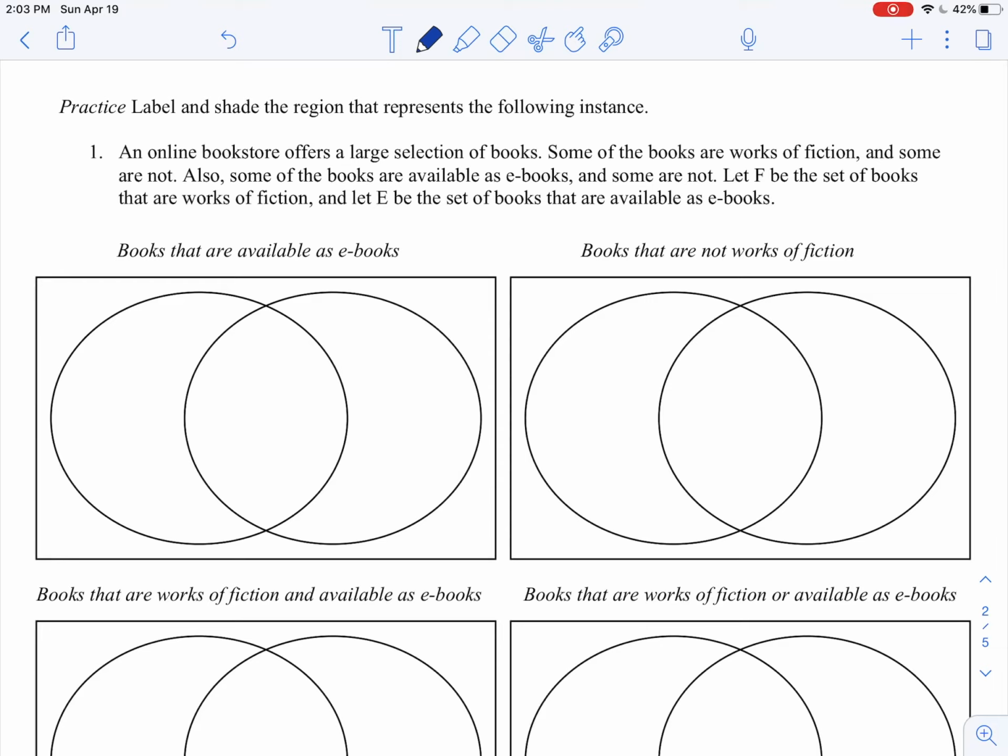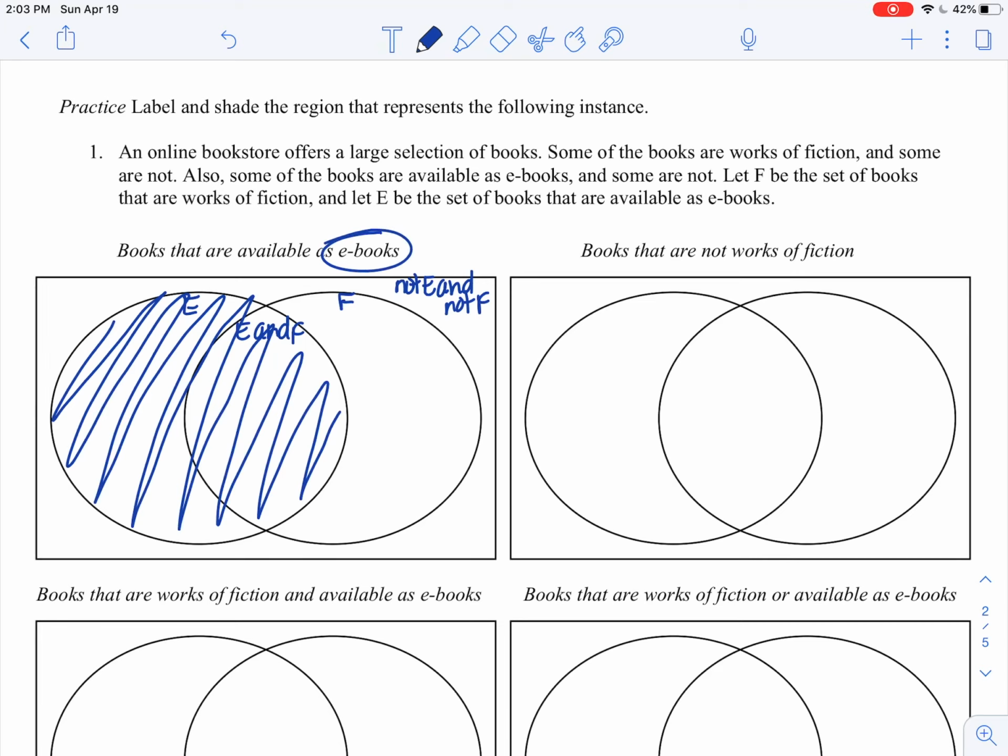So I'm going to say this first circle is going to be E, this second circle is going to be F. The overlapping space in the middle would be E and F together. And on the outside, not E and not F. It says to color in books that are available as ebooks. I can have books that are available as ebooks even if they're works of fiction. I don't care if they're fiction or not fiction. I just want to know what are my ebooks. So I'm going to color in the whole circle. That is E.